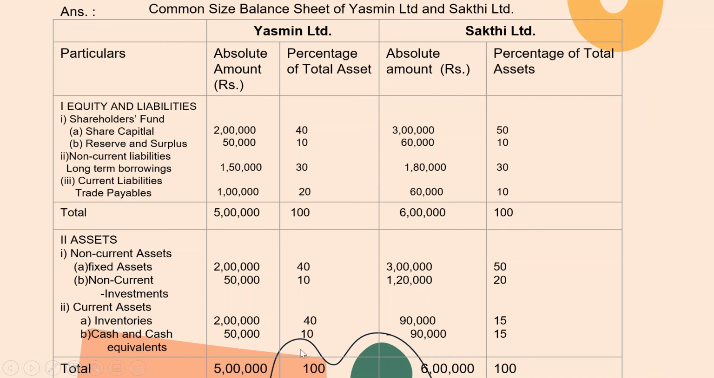First you keep both the total as 100, and 2 lakhs divided by 5 lakhs gives you 40. 50,000 divided by 5 lakhs into 100 for everything, because percentage, and then that will give you 10. 1,50,000 divided by 5 lakhs into 100 will give you 30. 1 lakh divided by 5 lakhs into 100 will give you 20. So if you add all this, you will get 100. Same way, 2 lakh divided by 5 lakhs, and here 3 lakhs divided by 6 lakhs. That is, you have to keep the total as base, and then each item you have to express as the common base or total assets here.